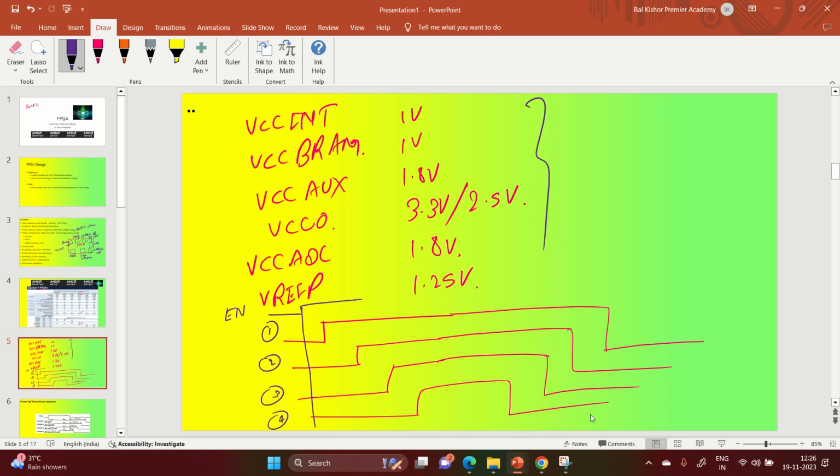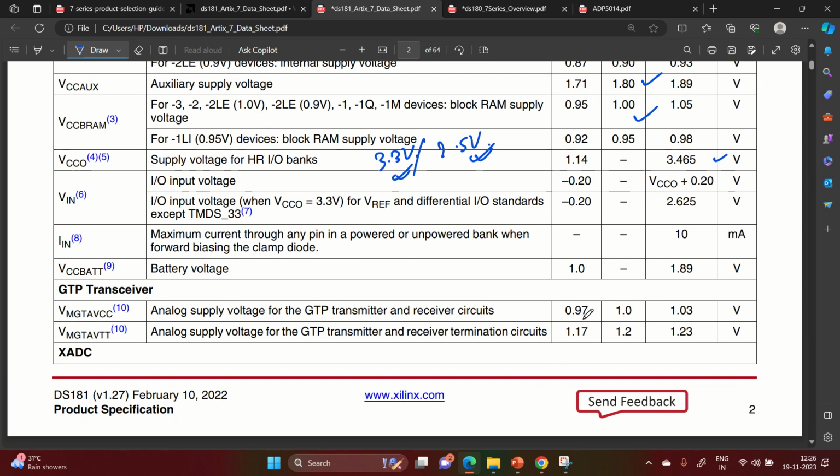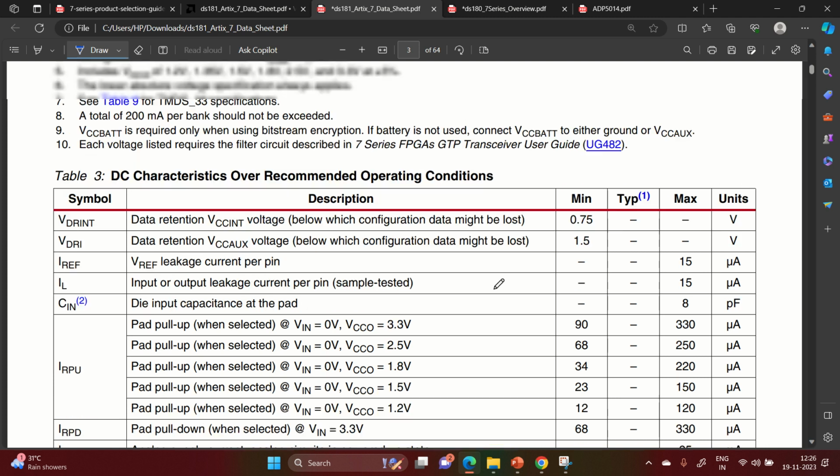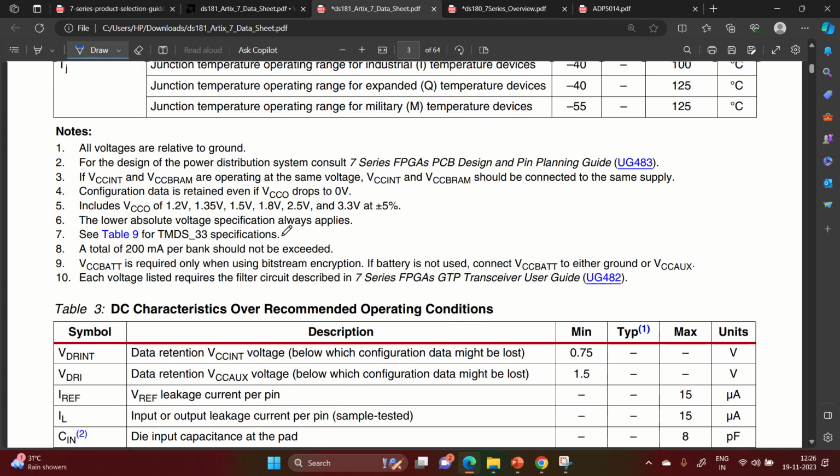Next is our DC characteristic over recommended operating conditions. There are a lot of other things which are unnecessary. However, you can see some of the notes here, like a total of 200 milliampere per bank should not be exceeded. Maximum consumption will be 200 milliampere. So you will come to know what current will be required for designing your power supply.